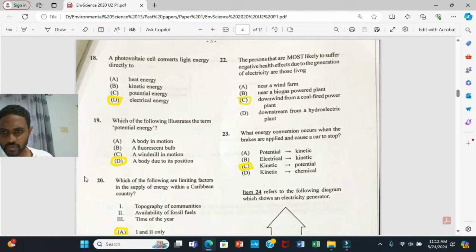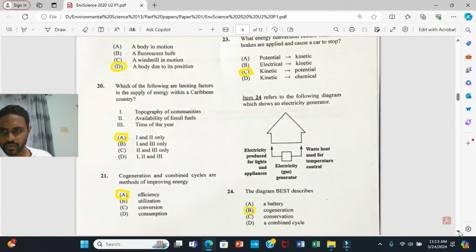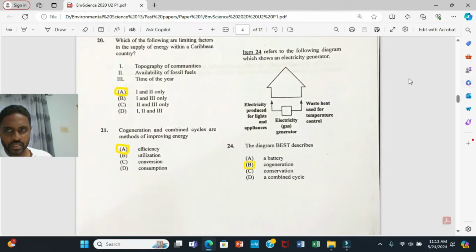Number 19, which of the following illustrates the term potential energy? The answer is D, a body due to its position. 20, which of the following are limiting factors in the supply of energy within a Caribbean country? The answer is A, topography of communities and availability of fossil fuels. Number 21, cogeneration and combined cycle are methods of improving energy, and that would be efficiency.